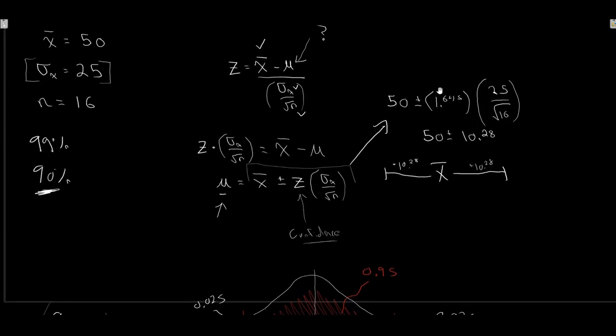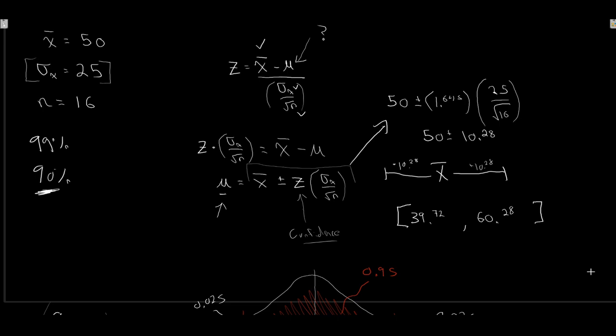So, okay, that's not actually how we would display our confidence interval. The way we would display it is with square brackets: the lower bound, upper bound. So the lower extreme and the high extreme of what this works out to be. Lower extreme, 50 minus 10.28, that's going to give me 39.72. Higher extreme, 50 plus 10.28, that's going to be 60.28.